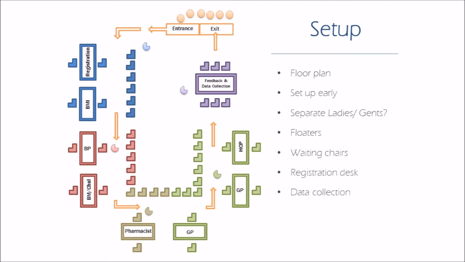You may want to consider holding a parallel screening event for ladies and gents. If this is the case, ensure you have enough floor space, equipment, and volunteers. It is useful to allocate floating volunteers to direct the flow of attendees around the stations, to answer questions, and to ensure the event runs smoothly. It may also be a good idea to place waiting chairs throughout your space, as there may be times when the desks become busy.